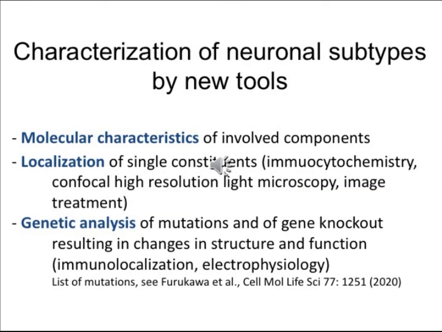Presently, research is directed towards the characterization of synapses of different neuronal subtypes using new molecular tools, markers for components serving for their localization, for genetic mutation, also in humans. Moreover, and in particular, gene knockout experiments that result in specific changes in structure and function are of great value in the characterization of individual types of synapses. A preliminary list has been published last year by Furukawa.